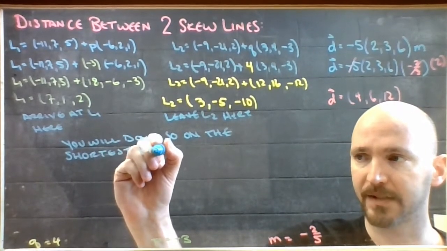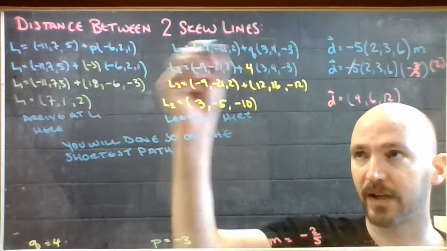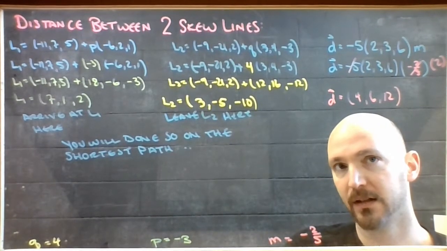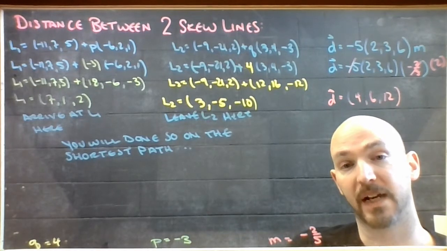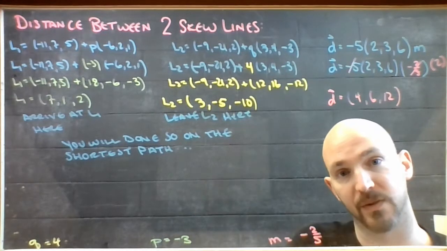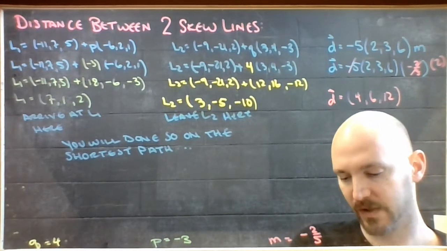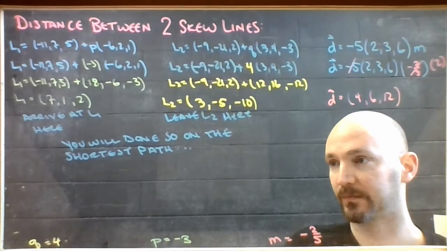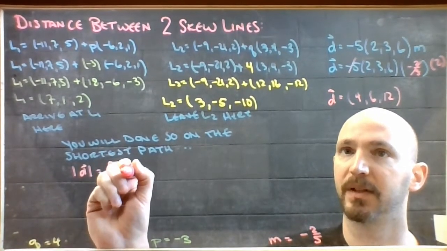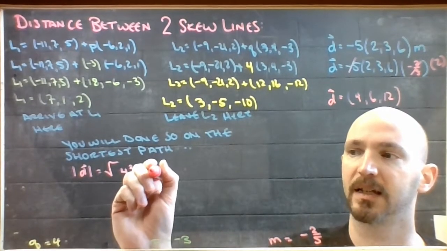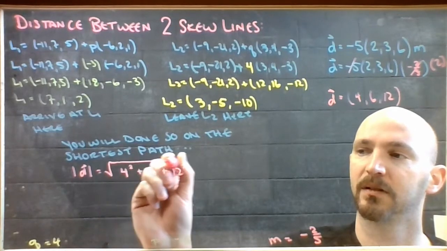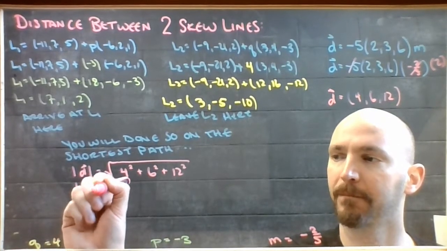And that's what we were asked to do in the first place, was find the distance between these two skew lines at the closest point. So the only thing I don't have is what that actual distance is. Well, all I need then is the magnitude of this particular vector. So the magnitude of D is the square root of its x coordinate squared plus its y coordinate squared plus its z coordinate squared.